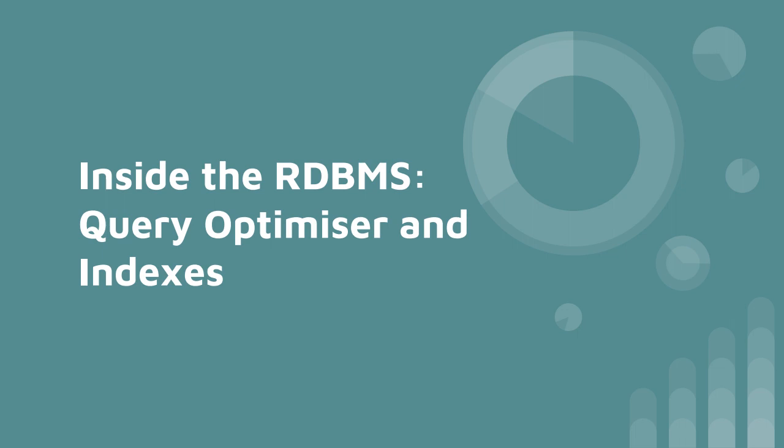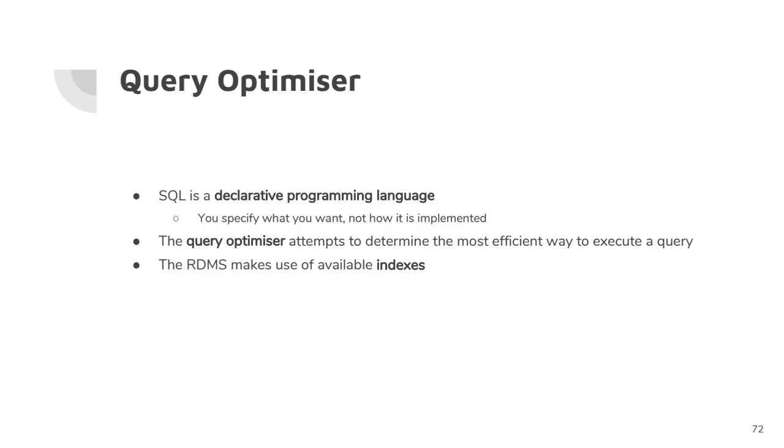Okay, so that was the transaction manager. The second insight into the relational database is the query optimizer and also indexes. So that's related to what we saw last week. Like I told you before, SQL is a declarative programming language. That means you specify what you want, but not how it's implemented. Internally, a database manager tries to find the most efficient way to execute a query. And that's the role of the query optimizer.